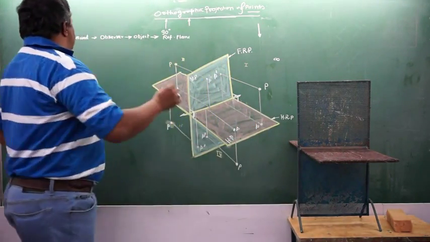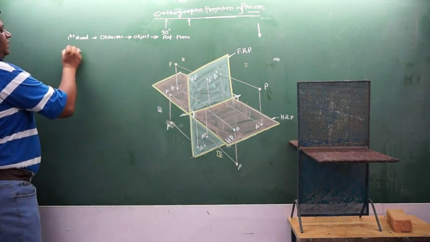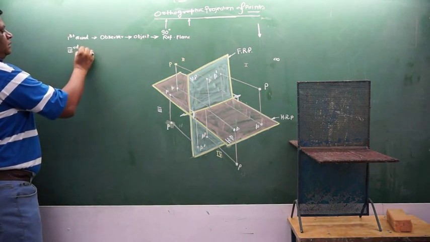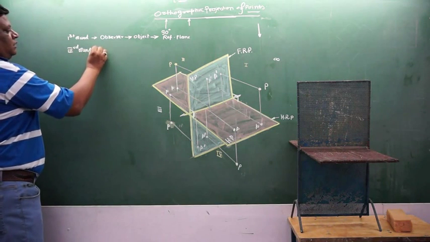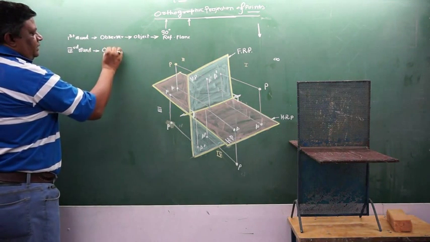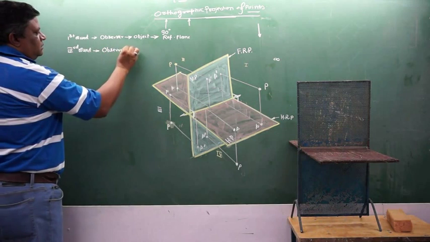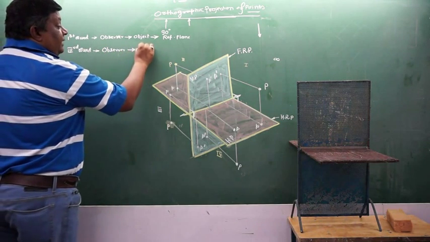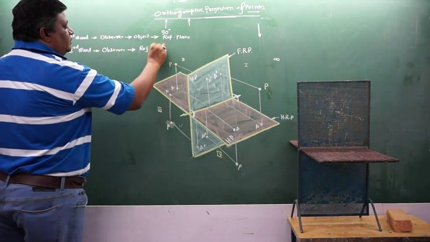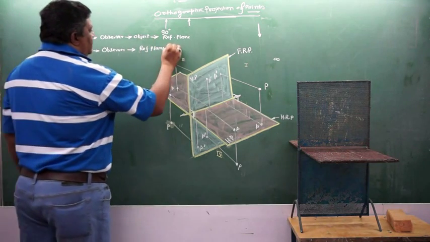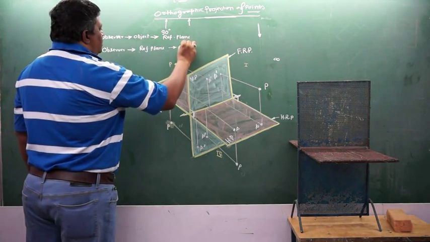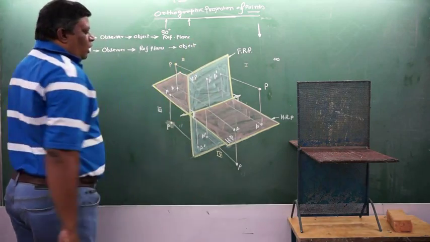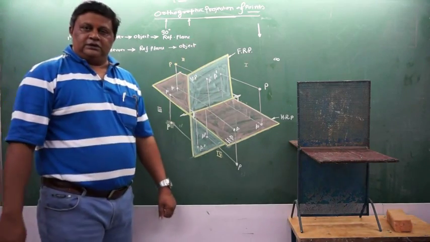So what should be the equation for the third quadrant? It should be, first will be U, that is observer, then comes the reference plane, and then comes the object. Is it clear?